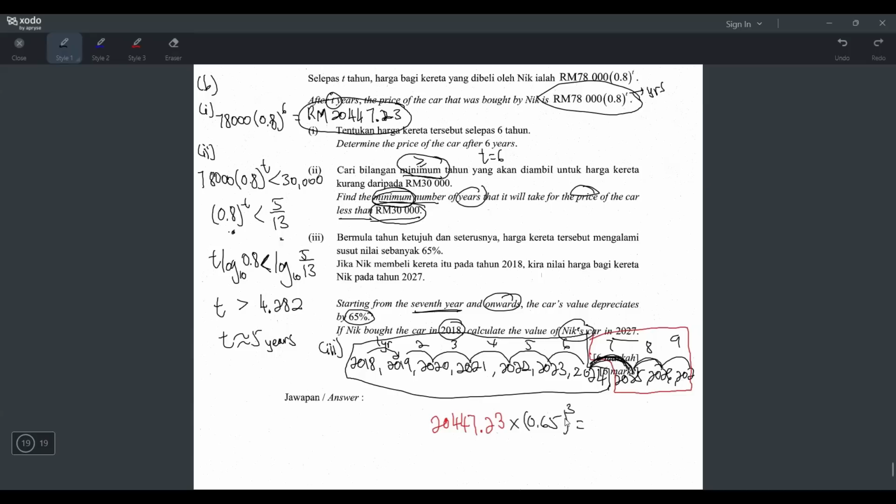Okay, so let me press. My calculator gives me 5615.32. So that is the answer: RM5615.32. Okay, this is the answer.